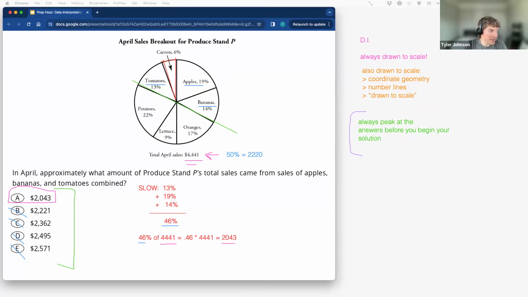So always look at those answer choices, know the data you're working with, and if it's a circle chart, like breaking it into a half or a quarter, that's often going to reveal some helpful information here.